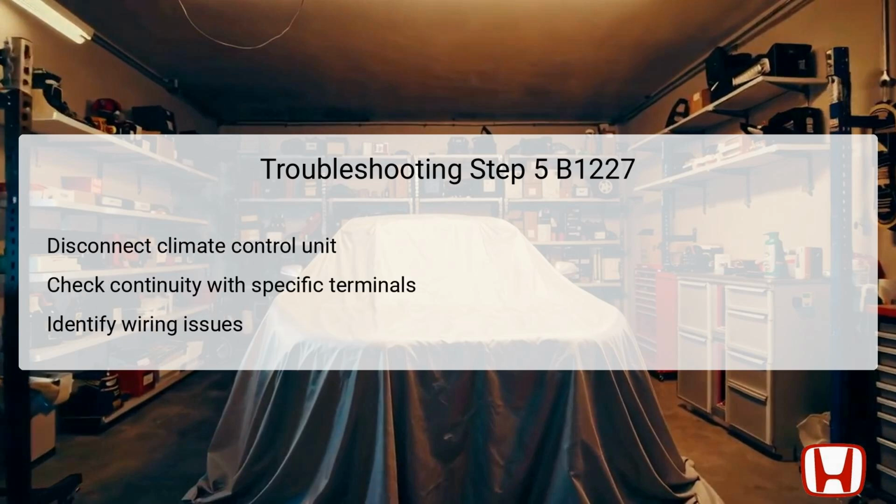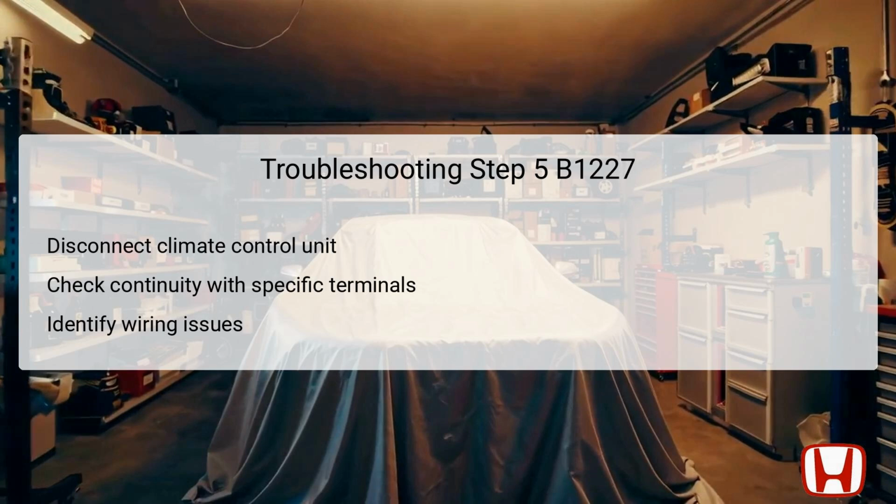In this step, disconnect the climate control unit connectors A28P and B12P to facilitate continuity testing. This procedure enables the technician to evaluate the electrical pathway between the climate control unit and the outside air temperature sensor. Specifically, check for continuity between climate control unit connector A terminal number 24 and the outside air temperature sensor 2P connector, terminal number 1. Conducting this test will confirm whether there is an uninterrupted electrical connection.